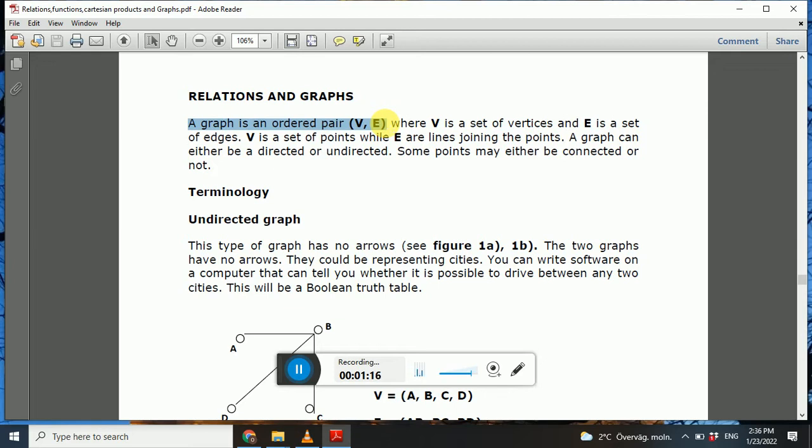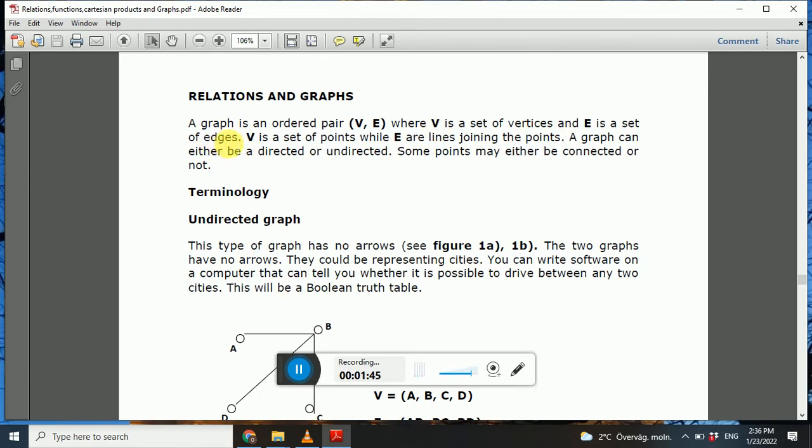So, which ordered pair is this? You can see that this ordered pair consists of two items. We have capital V, we have capital E. What is capital V? What is capital E? Capital V is the set of vertices, while capital E is the set of edges.